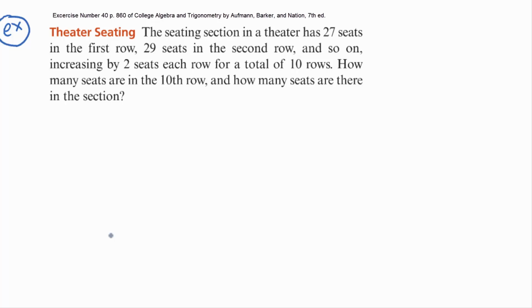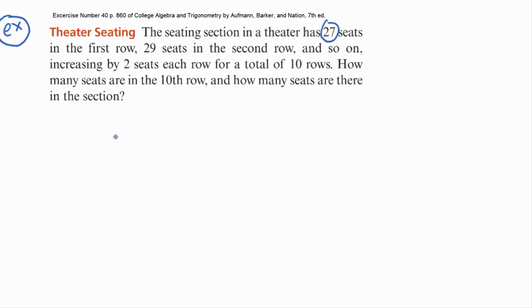All right, so theater seating. The seating section in a theater has 27 seats in the first row, 29 seats, rather, in the second row, and so on and so forth. If you looked at it from above, it'd be kind of a triangular type of deal where you'd have a certain number of seats here, and then a few more seats up there, and then a few more. So, okay, well, what do you notice about the number of seats?